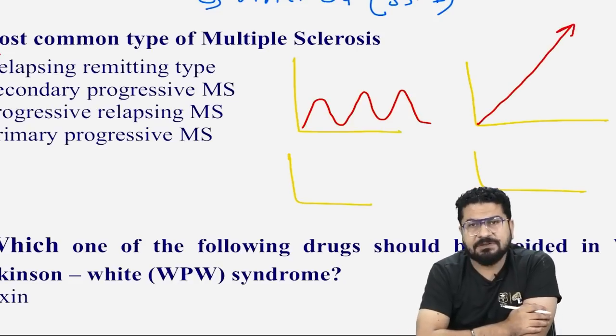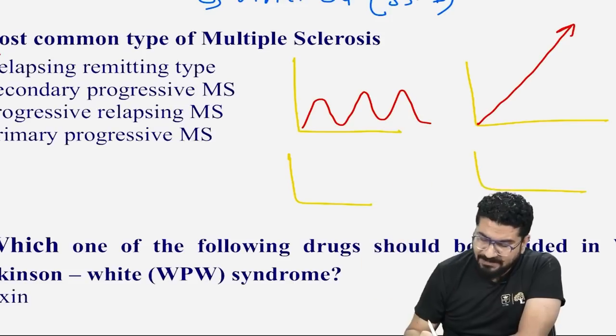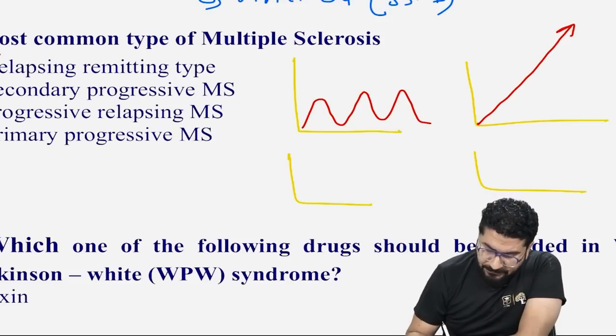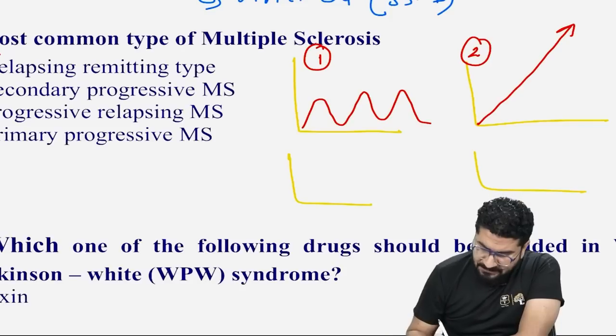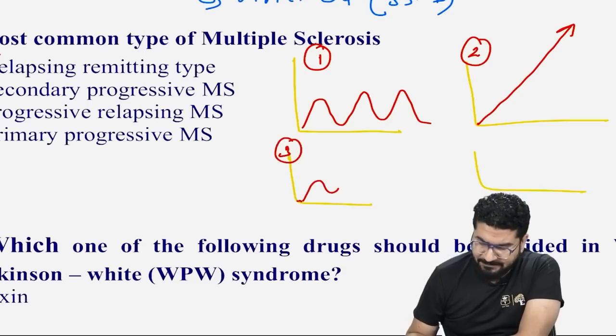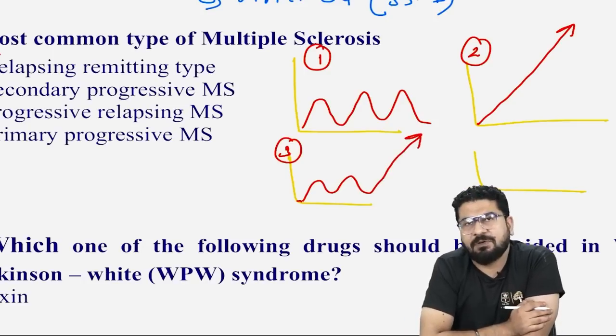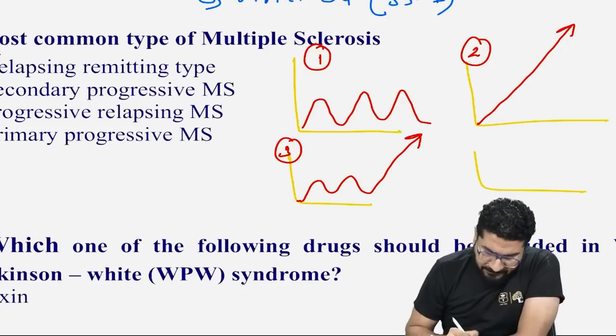Only increasing symptom means symptoms will keep on increasing. We call this primary progressive type. So this is your relapsing remitting type. This is your primary progressive. The third type we will see, initially it will be like relapsing remitting, then this will keep on progressing. We call this secondary.